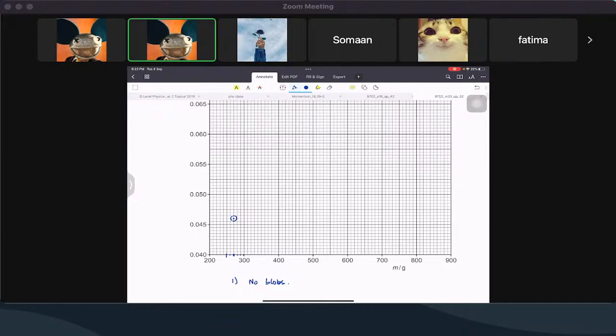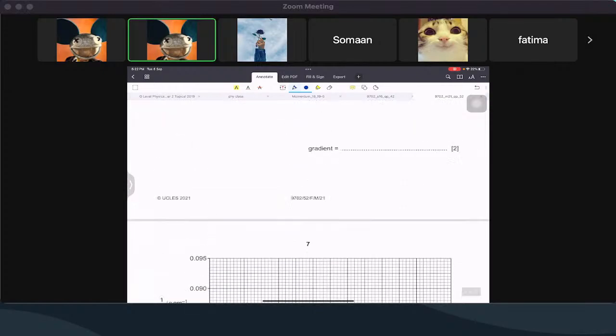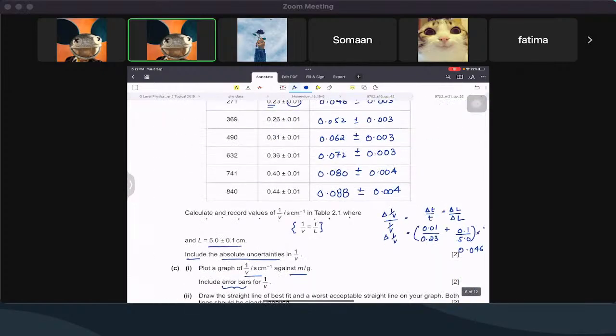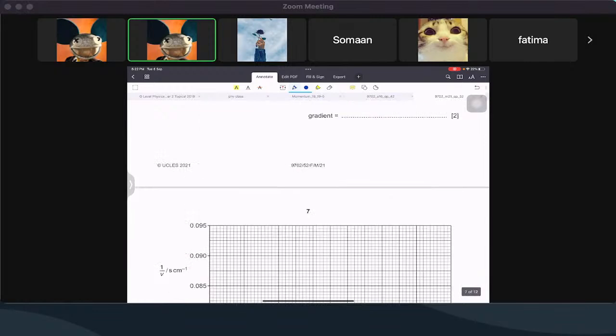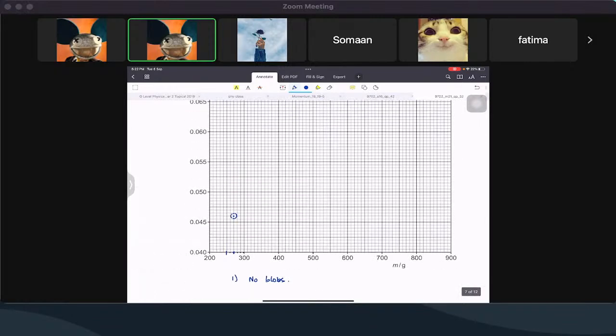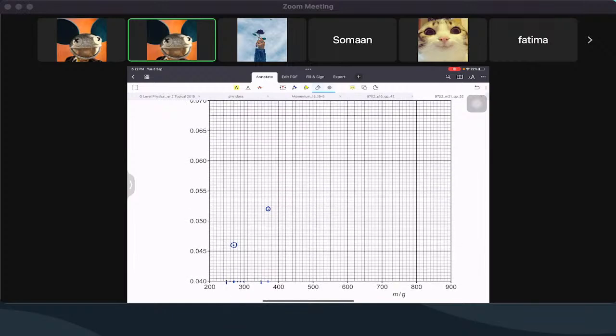Now the next value is 0.052 and 369. This is 350, 360, that's 370, so 370, and then 0.052 is going to be 51 and 52 right here. So I'm going to make a dot here. You can also make crosses, it's fine, but make sure it's a light, small cross.